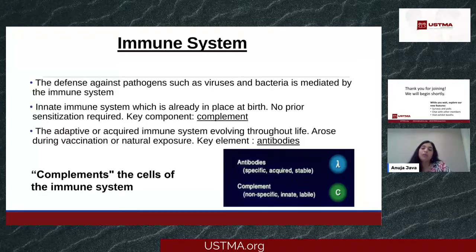The second part of your immune system is called the adaptive or acquired immune system, which you develop as you grow and you go through life. And that system, a major component of that is antibodies, which you develop as you get exposed to infections or through vaccinations. So antibodies are your acquired specific component, but the complement is your non-specific innate component. And the term complement comes from the fact that it was initially thought to complement the function of the antibodies of your immune system.